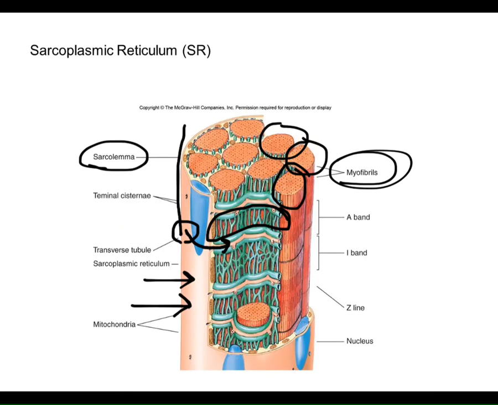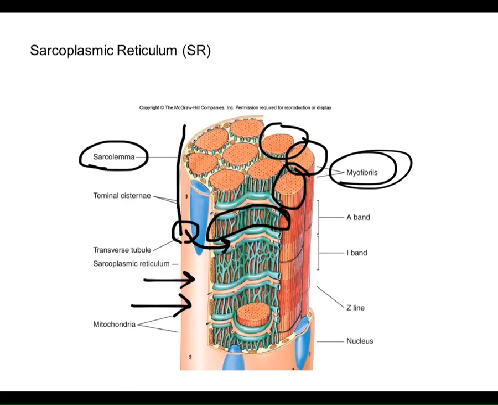On each side of the T-tubule, there's a triad. And on each side of the T-tubule, there's a cisternae, or a portion of the sarcoplasmic reticulum. And what is found on the surface of that sarcoplasmic reticulum? Calcium gates. What kind of calcium gates?